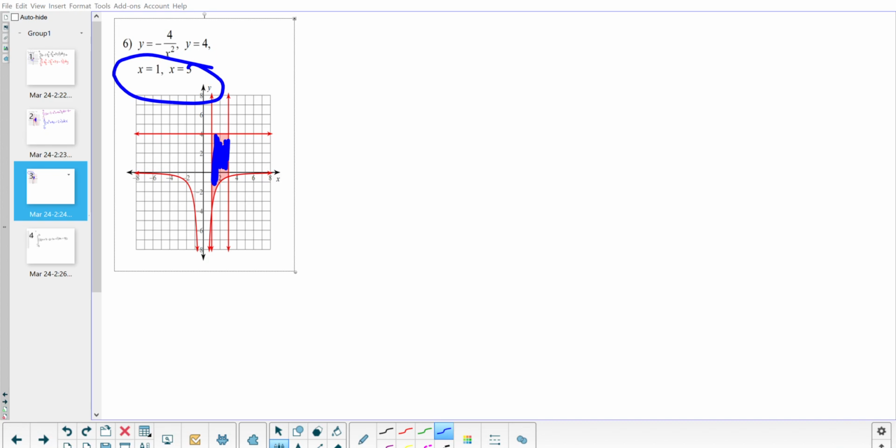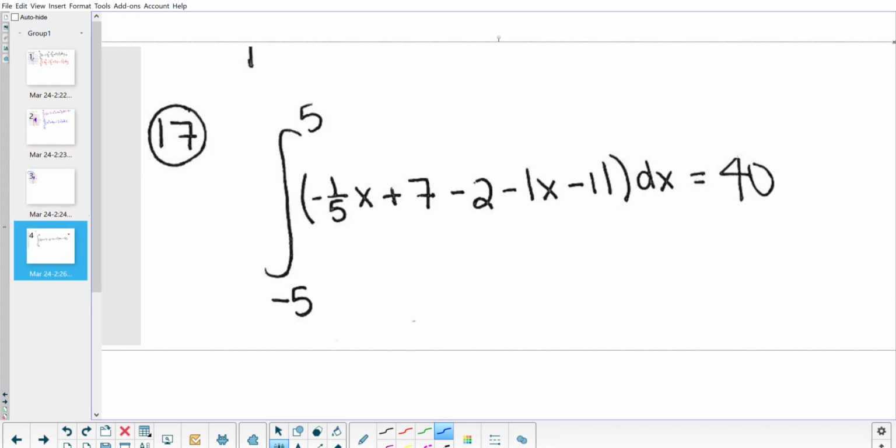I just wanted to talk about one more thing. This is getting longer than I meant it to be, but I did get a few emails about this one. The answer that I have on my key is not right. It's not 40. I think it's 24, but don't quote me. That's number 17. If you're working on that one and not getting the answer I had, that's why.